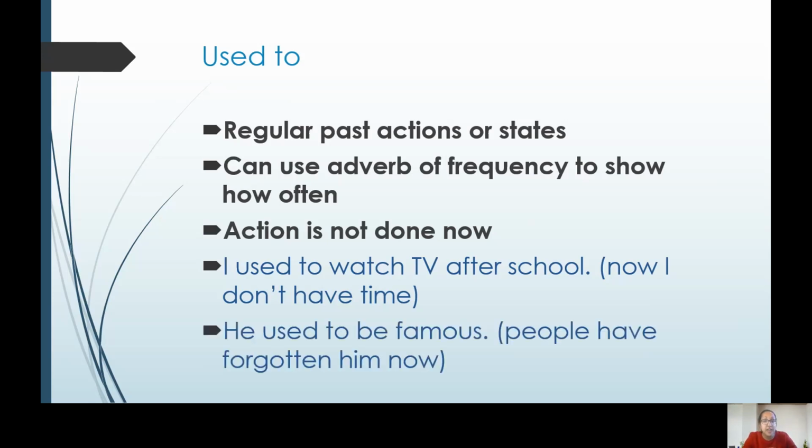He used to be famous, but now people have forgotten him. Or maybe they don't recognize him anymore because he's changed so much.